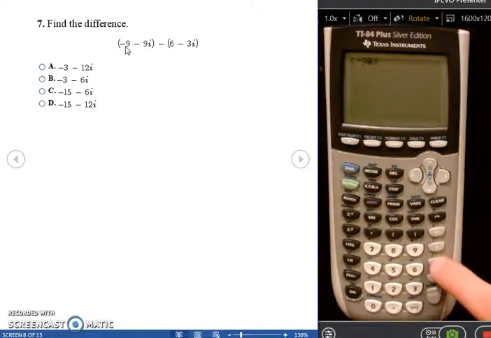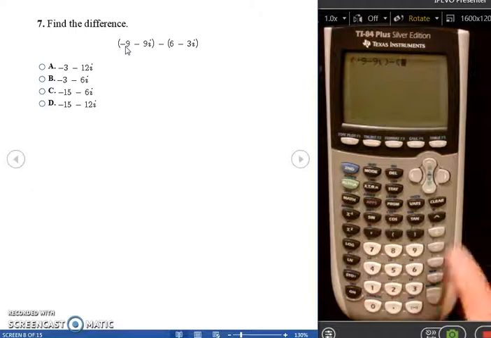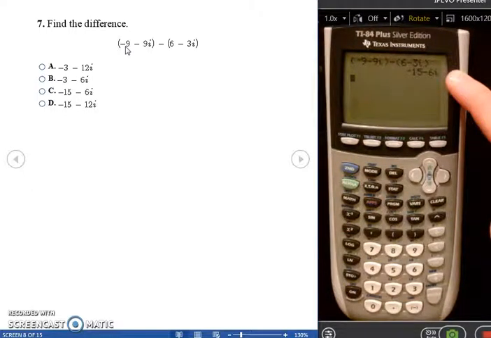And then 9 minus, this time I use the minus button, 9 second I, end parenthesis, minus parenthesis, 6 minus 3 second I, end parenthesis. And then I press enter, and there it subtracts the two complex numbers for me, and my answer is negative 15 minus 6i, which is choice C.